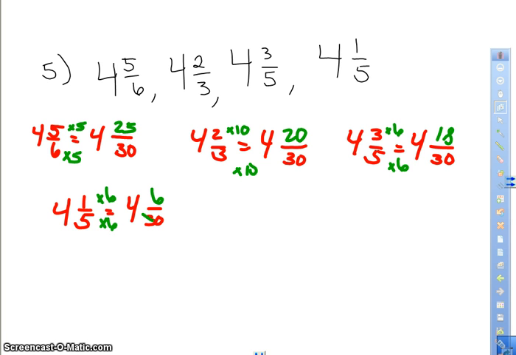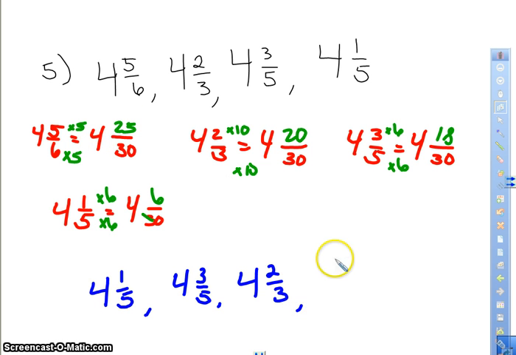Okay, so I'm looking at these numerators to compare. So I have a 25, a 20, an 18, and a 6. 6 is the smallest, so 4 and 1/5 is my smallest number. Then I have 18, so 4 and 3/5 is the next smallest. Then I'm comparing 20 and 25, so 4 and 2/3 is the next smallest number, and my largest number is 4 and 5/6. Okay, so you have to find the common denominator. After you find the common denominator, change your numerators. After that, compare numerators and order those from least to greatest, and you'll have your answer.